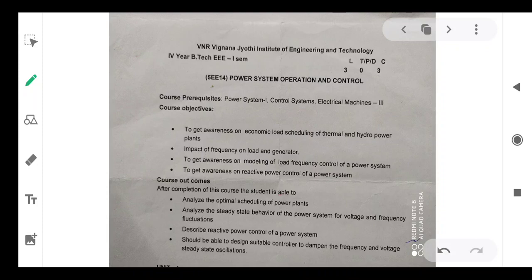And then two area control, either it may be two thermal power stations or hydrothermal power stations. And then lastly, in order to understand the control of reactive power as well as voltage of the power systems. So these are the objectives of your PSOC.